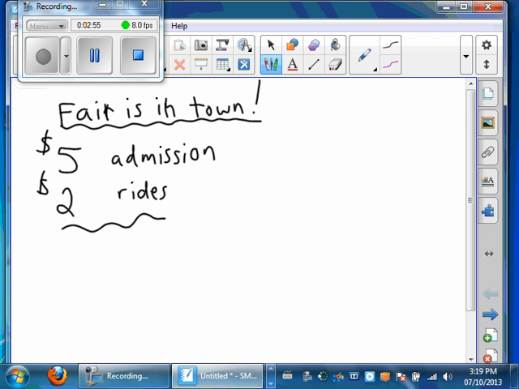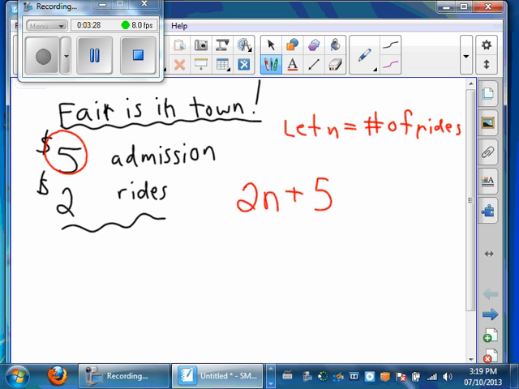And that algebraic expression is simply this: the total cost of going to the fair is going to be 2 times n, because we're going to let n equal the number of rides. Okay? And so we're going to say 2n plus the $5 that we're going to have to pay no matter what, because that's general admission over here. And that would be our constant term. This is going to be our expression.